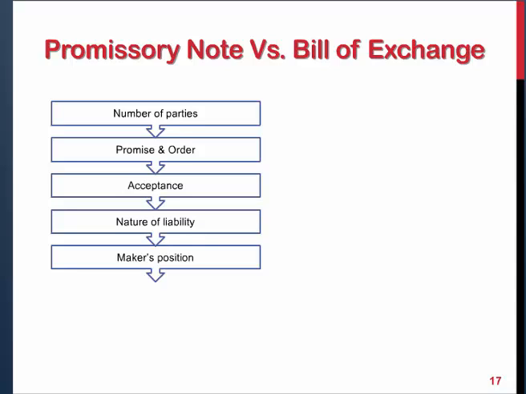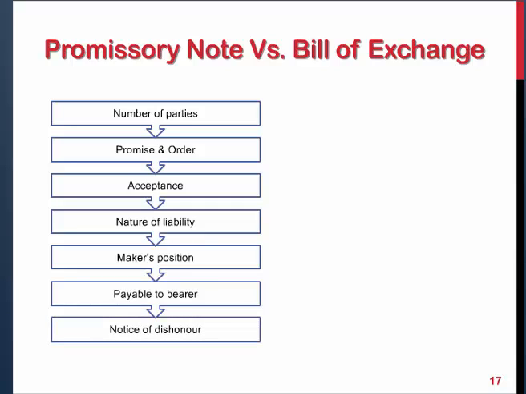Maker's position. Maker of a promissory note stands in immediate relations with the payee, whereas maker or drawer of bill is in immediate relation with the acceptor, not payee. Payable to bearer. A promissory note cannot be issued payable to bearer, but bill can be payable to the bearer. Notice of dishonour. In promissory note, no notice is needed, but notice of dishonour must be given by holder to all prior parties who are liable to pay in case of bills of exchange.